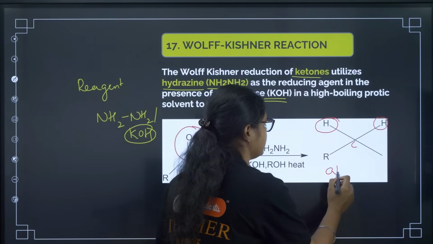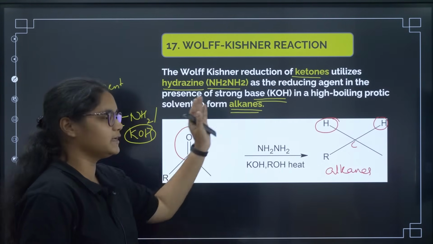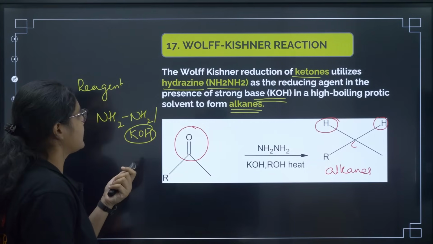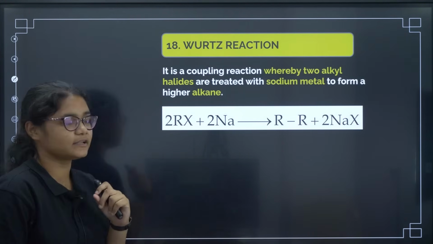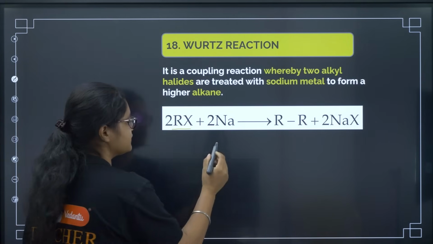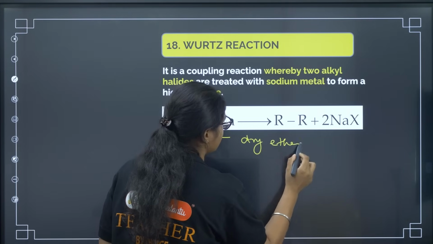Okay, so this is reduction. We call it reduction because here removal of oxygen and addition of hydrogen takes place. So now the next reaction we have is the Wurtz reaction. In the Wurtz reaction we have two alkyl chlorides you have to take, and the reagent should be sodium in presence of dry ether to give you R-R.